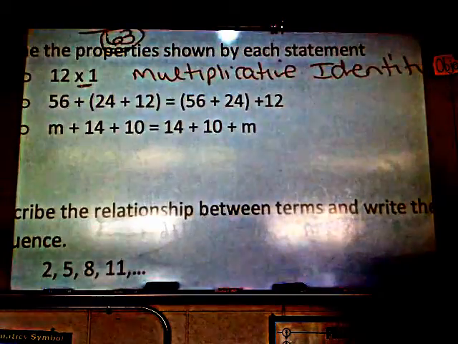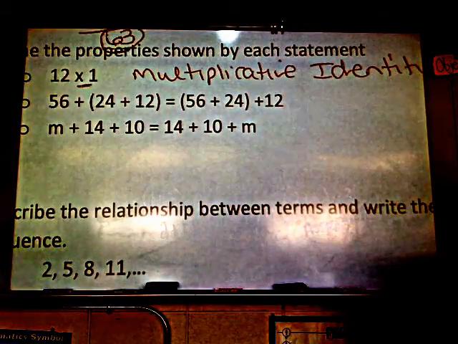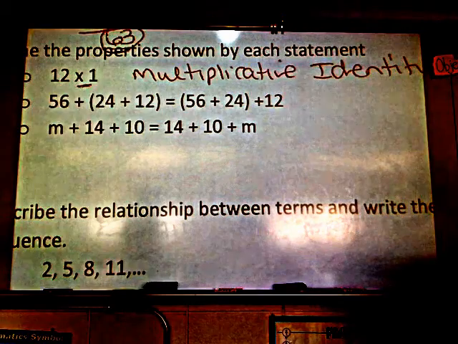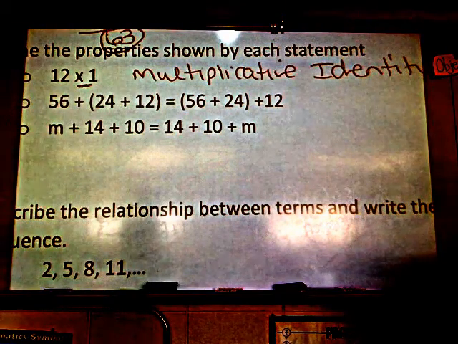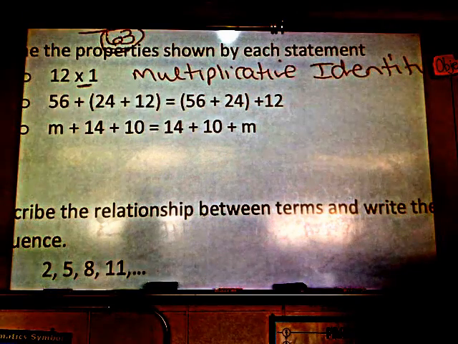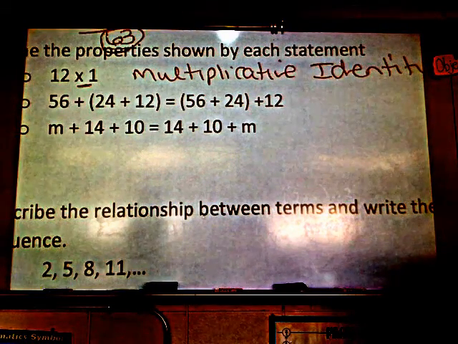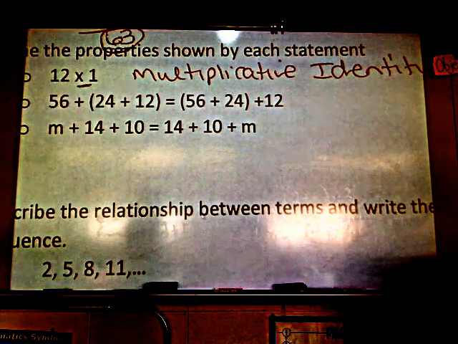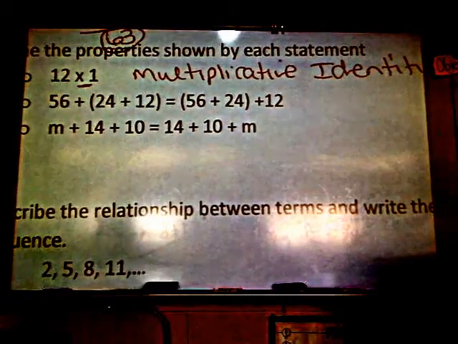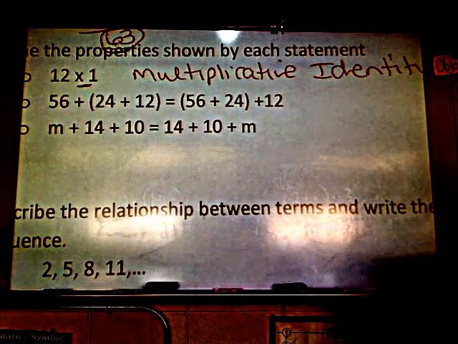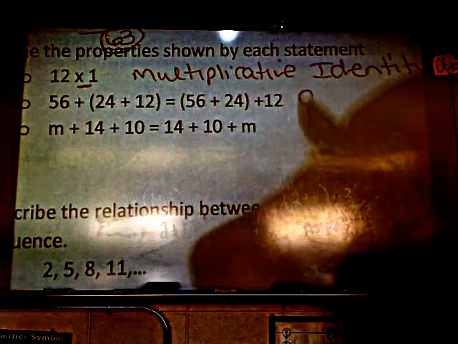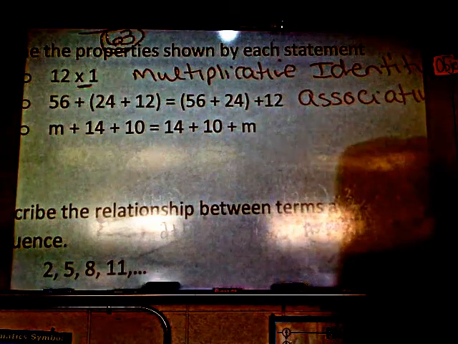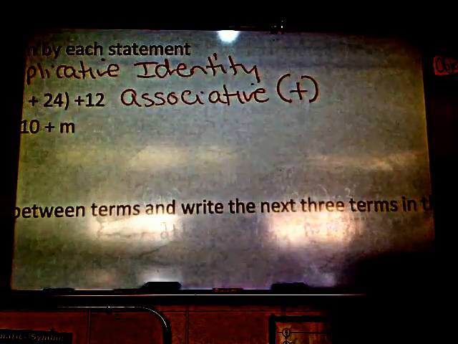Second one, as we take a look at it, you're going to notice you have 56 plus 24 plus 12 equals 56 plus 24 plus 12. Take a look at what's different. My numbers are in the same order. I have 56, 24, and 12. The one thing that I've noticed that has changed is on the left side, I have 24 plus 12 in parentheses, and on the right side, I have 56 plus 24 in parentheses. So because the parentheses have changed, or the grouping, remember grouping is the same as associative, so that's going to be associative property, and it will be of addition because we are adding. So just put associative, and then the addition sign behind it is fine.